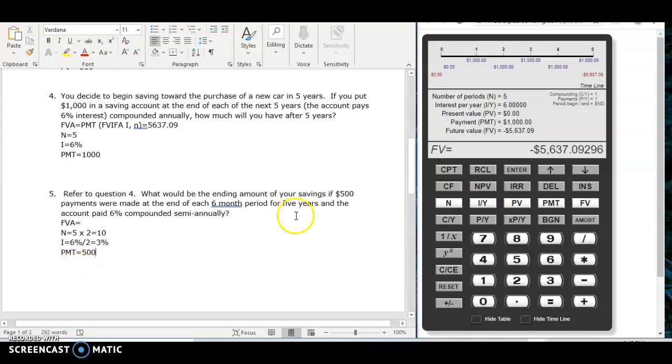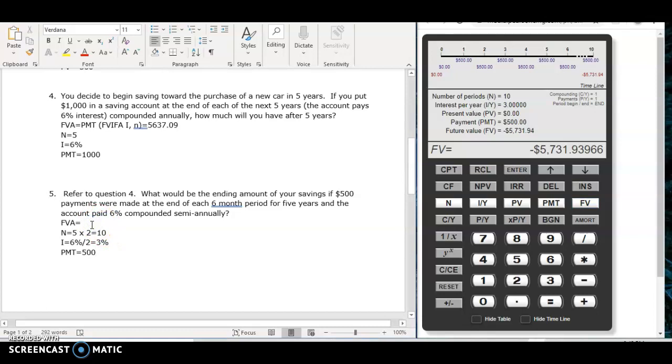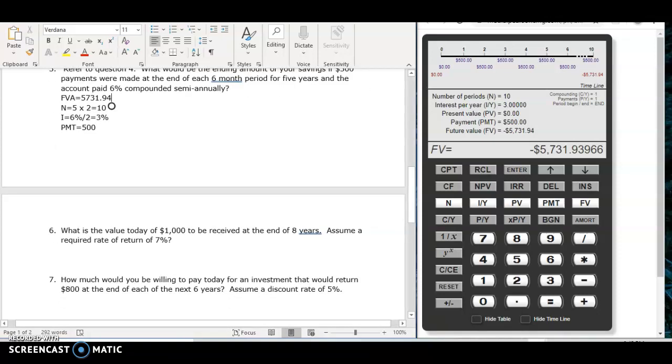All right, so let's go over and see how that affects our numbers. We're going to hit reset. We're going to enter in 10N, 3 interest rate, 500 as our payment, and we want to compute the future value of an annuity. And our future value is going to be 5731.94.